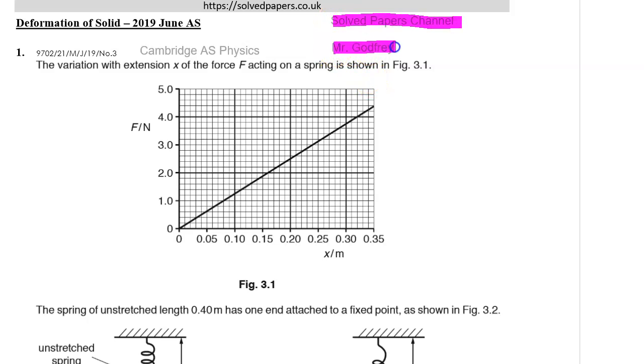I am Godfrey. In this video, I'll be solving Cambridge AS physics questions. The topic is deformation of a solid. This is from the June 2019 exam series.